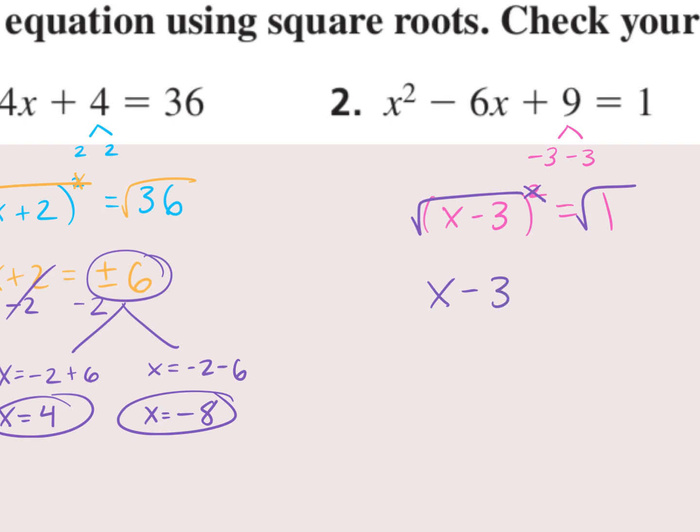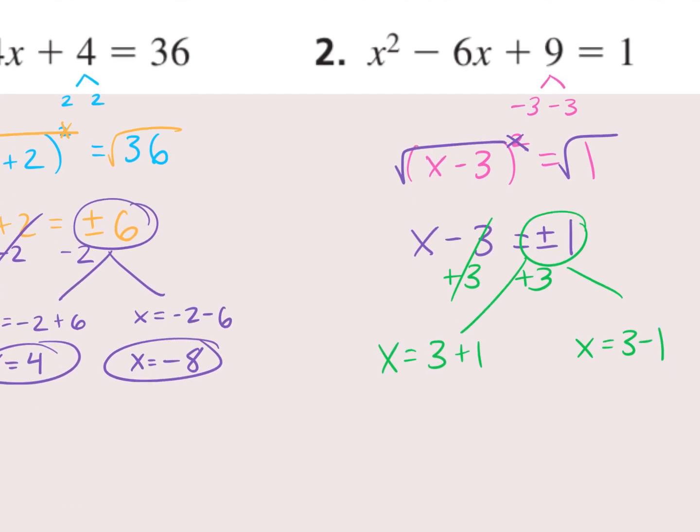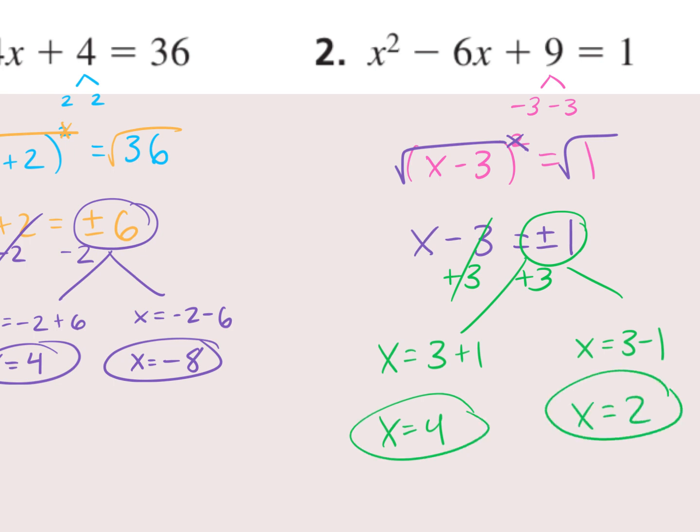So x minus 3 is equal to, what's the square root of 1? 1. But what am I missing? Plus or minus. Anytime you take the square root of both sides, you need the plus or minus. What would we do next? Add 3. We can combine 3 and 1, so we got to split it up into 2 since 1 is a positive 1 and negative 1. So x is equal to 3 plus 1, and x is equal to 3 minus 1. What's 3 plus 1? 4, and 3 minus 1? 2. So x is equal to 4 and 2.